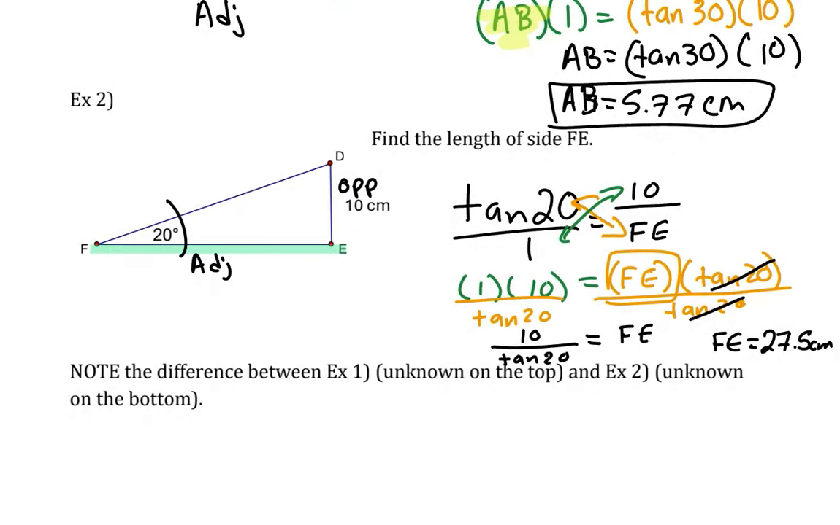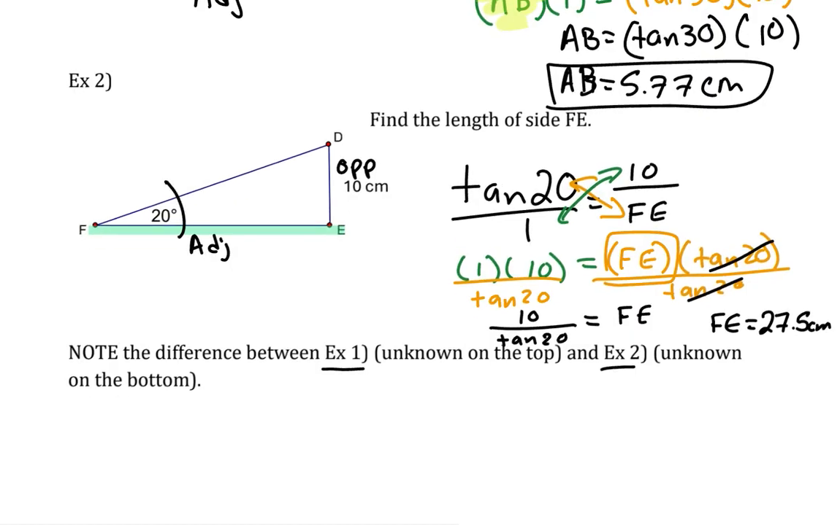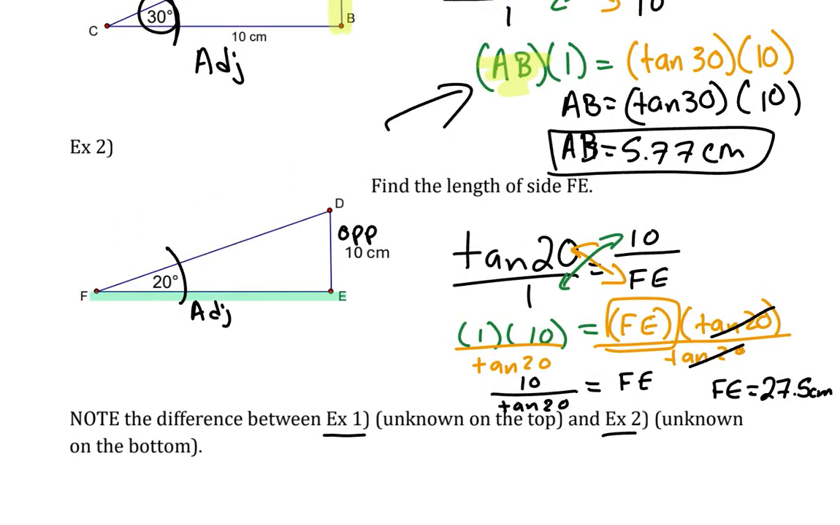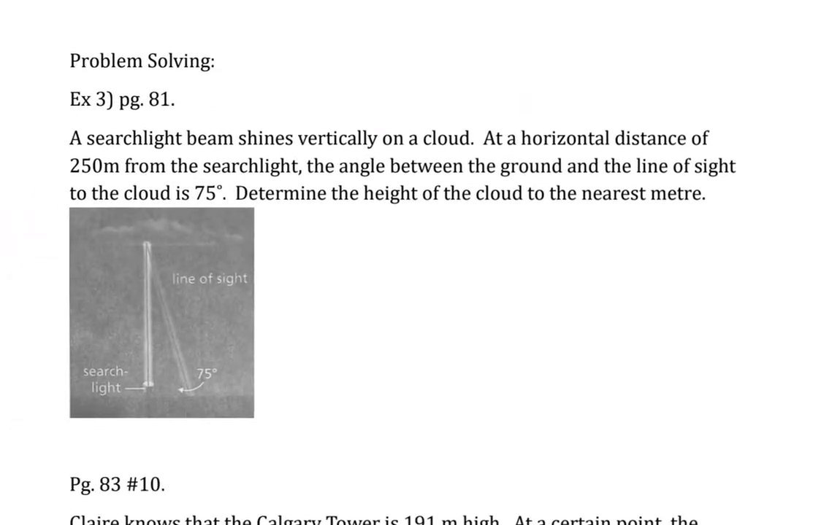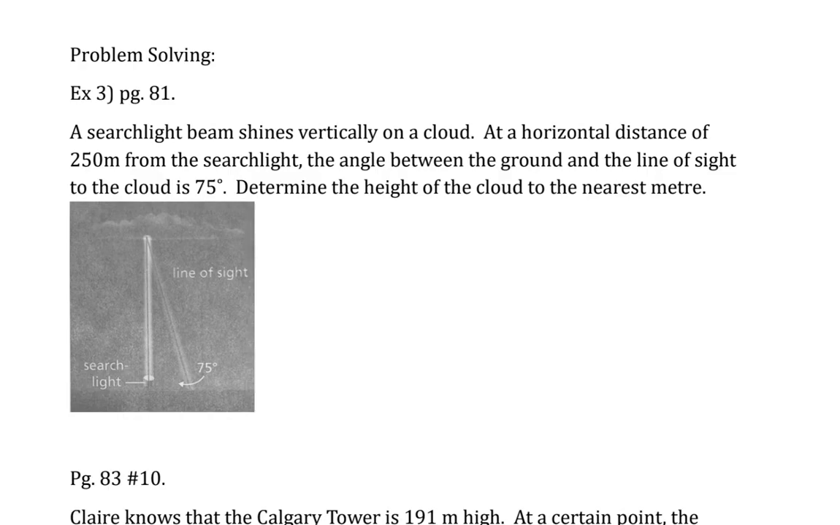So you're going to note that there's a difference between example 1 with the unknown on top and example 2, the unknown on the bottom. Okay. So just set up your ratios and then isolate. Sometimes, like here, you won't have to isolate because it's multiplied by 1. Sometimes you will need to isolate, just like here. Okay, let's do a problem solve.